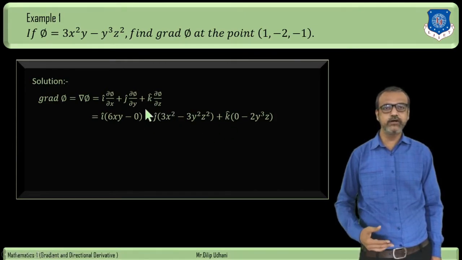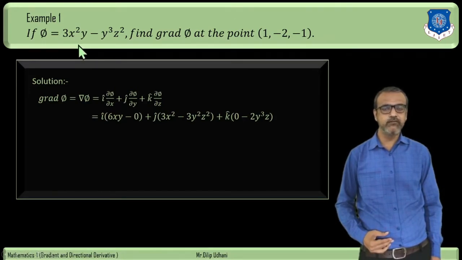Now we have to find del phi by del z, and del phi by del z means partial derivative of phi with respect to z. So we have to keep x and y constant. So for this term 3x square y, the derivative will be 0 because it is a term containing x and y. Then after the minus sign, derivative of z square will be 2z and y cube is constant.